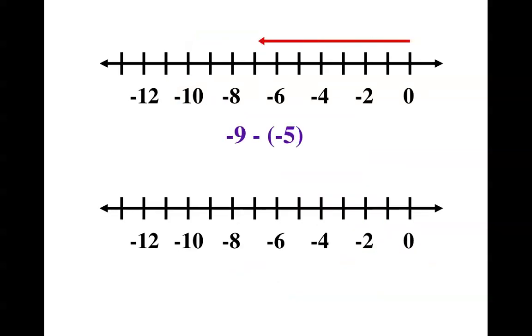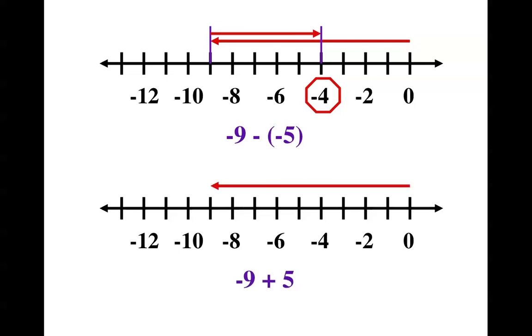Once again, if I go to the left 9, and then I do the opposite of going to the left, which means go back to the right, I end up right here at negative 4. Notice what happens if we just decide to go negative 9 plus positive 5. We go to the left 9, we go to the right 5. Once again, it's almost like we've done the exact same thing. So this problem and this problem are the exact same thing.